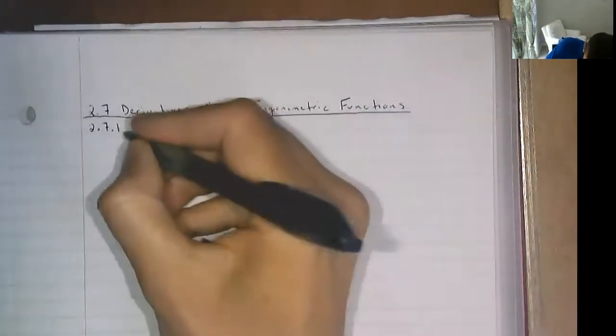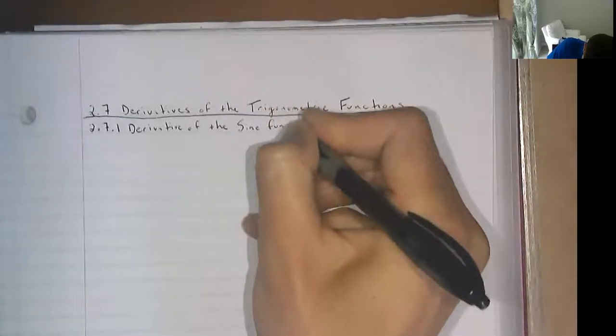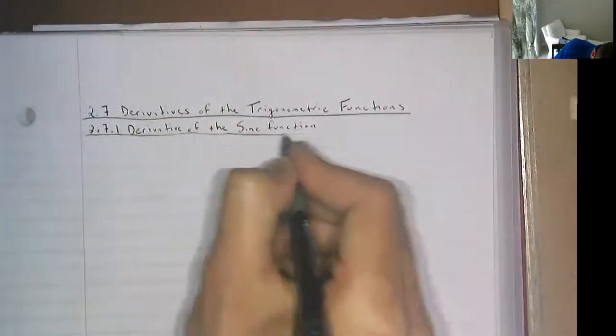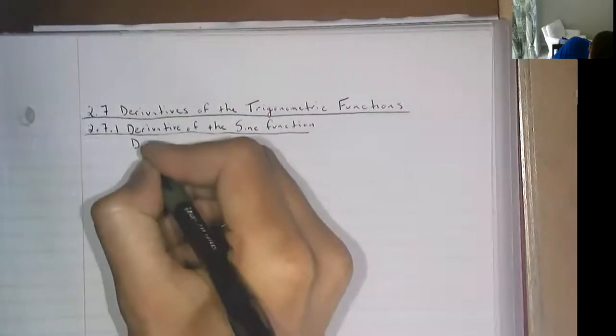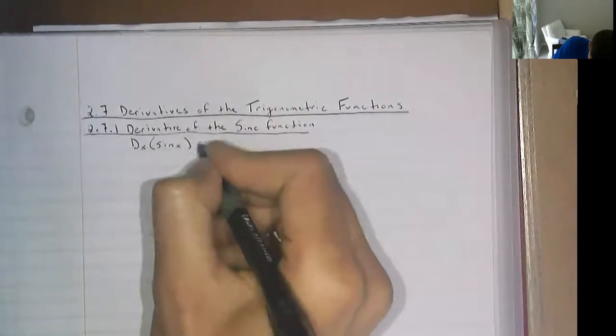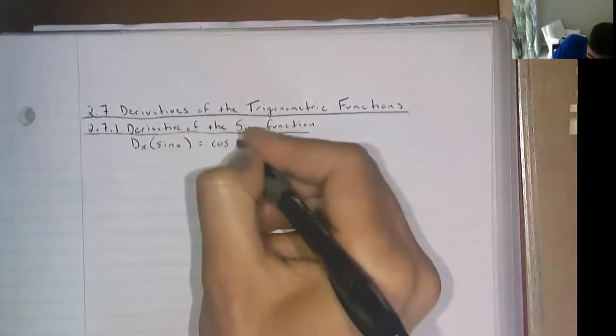So 2.7.1, derivative of the sine function. Simply the derivative of the sine of x is equal to the cosine of x.